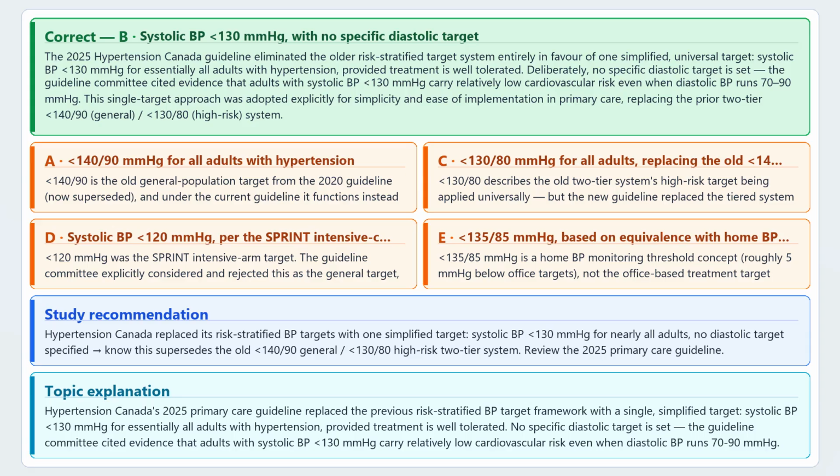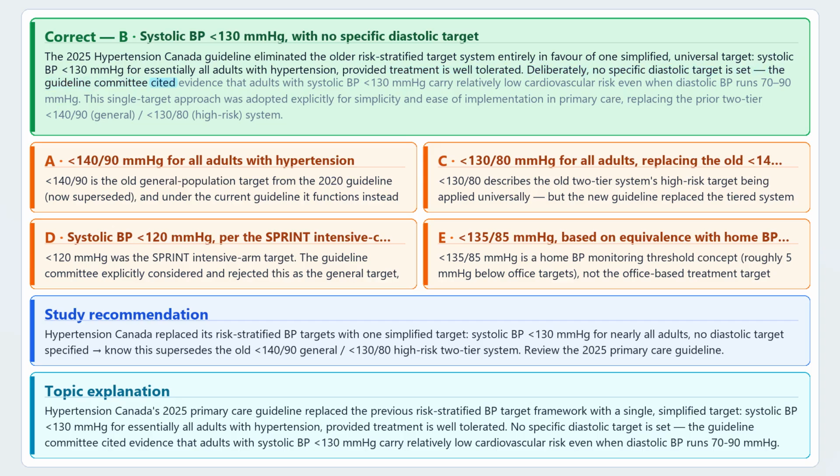Correct answer is B, systolic BP, 130 mmHg, with no specific diastolic target. The 2025 Hypertension Canada Guideline eliminated the older risk-stratified target system entirely in favor of one simplified, universal target. Systolic BP, 130 mmHg for essentially all adults with hypertension, provided treatment is well tolerated. Deliberately, no specific diastolic target is set.